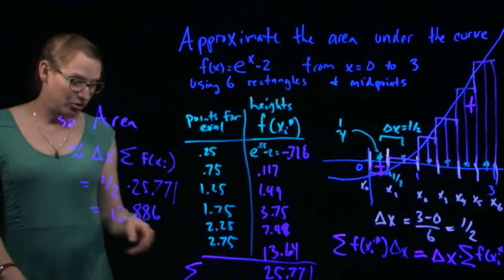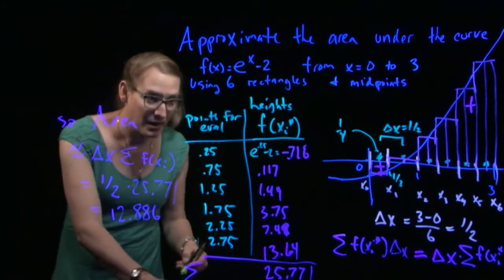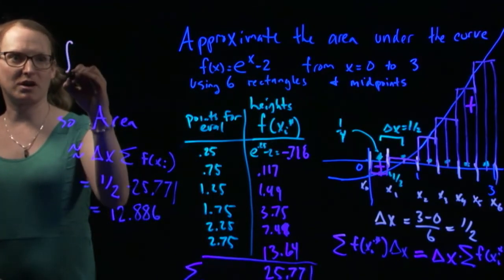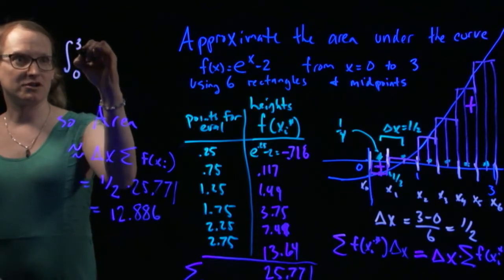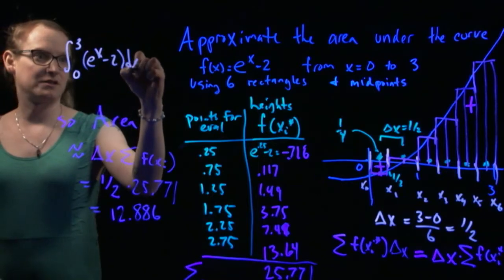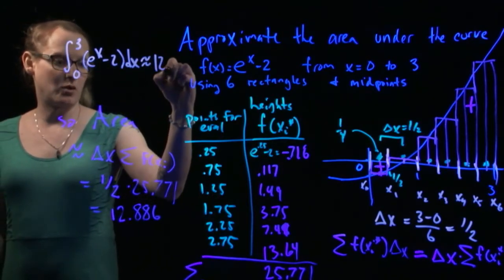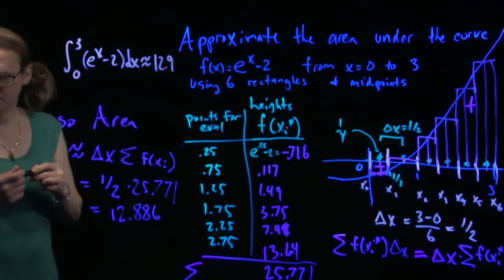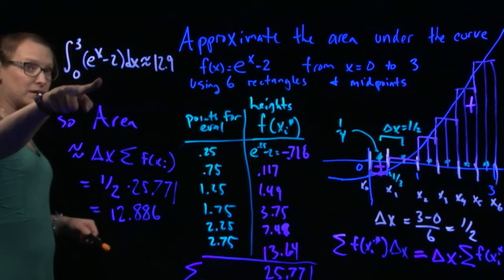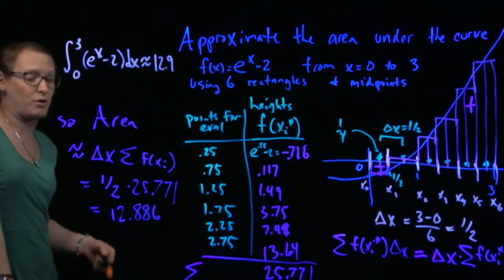I would like to write down the integral that we approximated, just to bring it home. So what did we approximate? We approximated the integral from 0 to 3 of e to the x minus 2 dx, and we discovered that that's approximately equal to 12.9. Once you know how to do symbolic integration, go ahead and do this integral and check that you get something about 12.9. It won't be 12.9, but it'll be close.